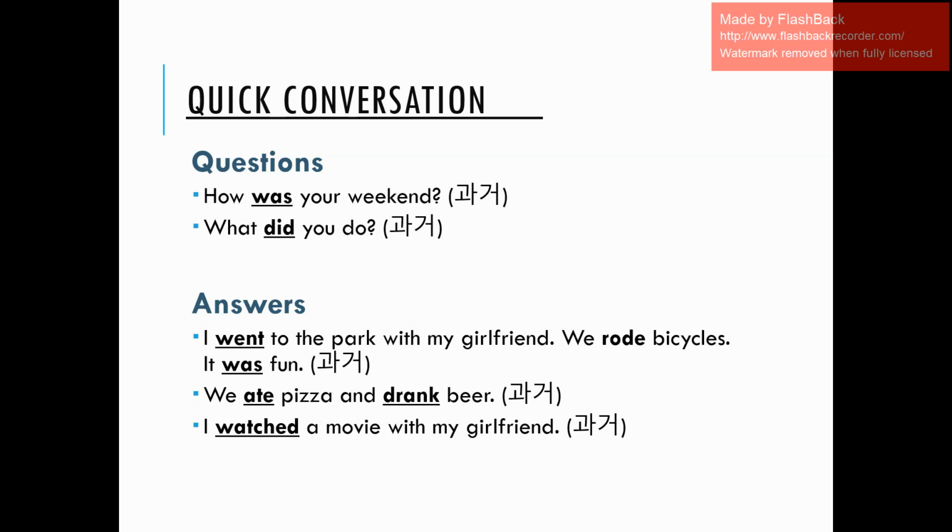Try to come with some information, some activities about what you did. For example, I went to the park with my girlfriend. We rode bicycles. It was fun. This is 과거, right? We're focusing on past tense situations here. We ate pizza and drank beer, 과거, right? So focusing on past tense because it's about your weekend was 과거, in the past. I watched a movie with my girlfriend, so 과거.